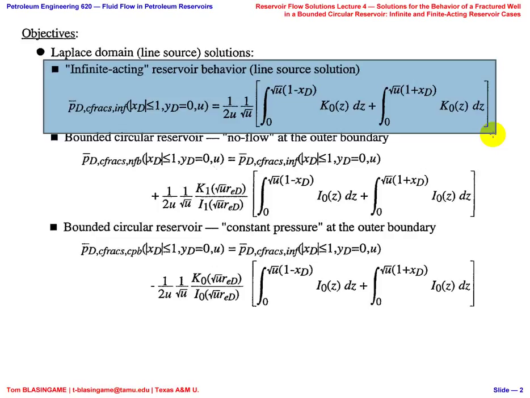If you could invert this, then you could take it and compare the two, but that isn't how it's going to work. What we're going to do instead is we're going to take the thing that we started with here and show that it equals the Gringarten, Ramey, and Raghavan solution. Okay? Mathematically, not numerically, mathematically.